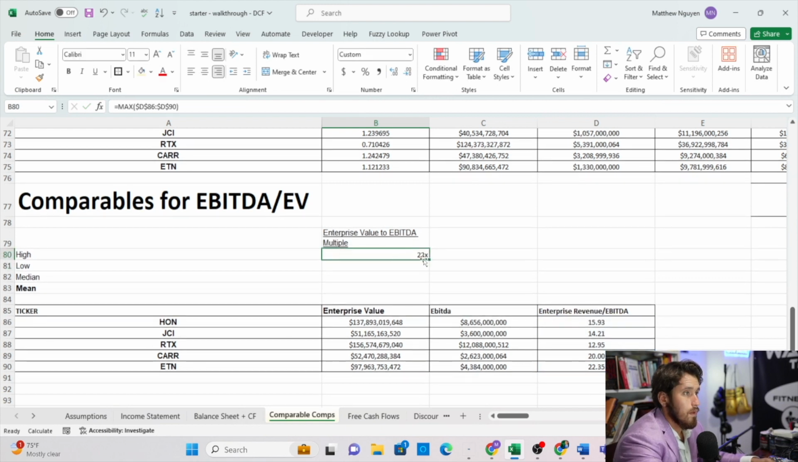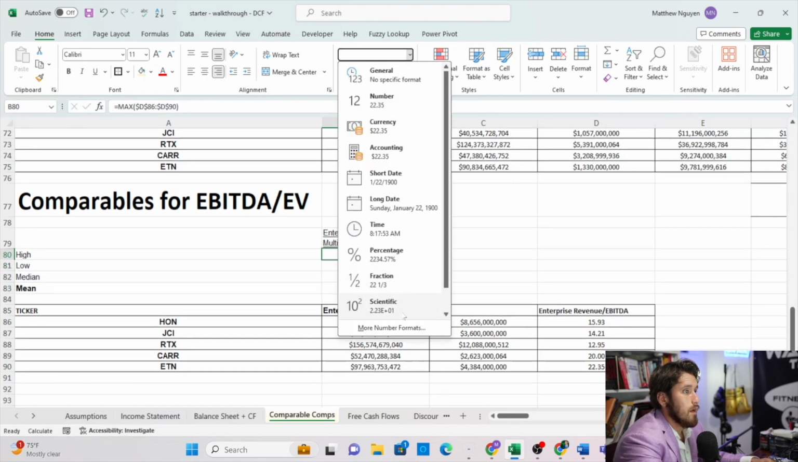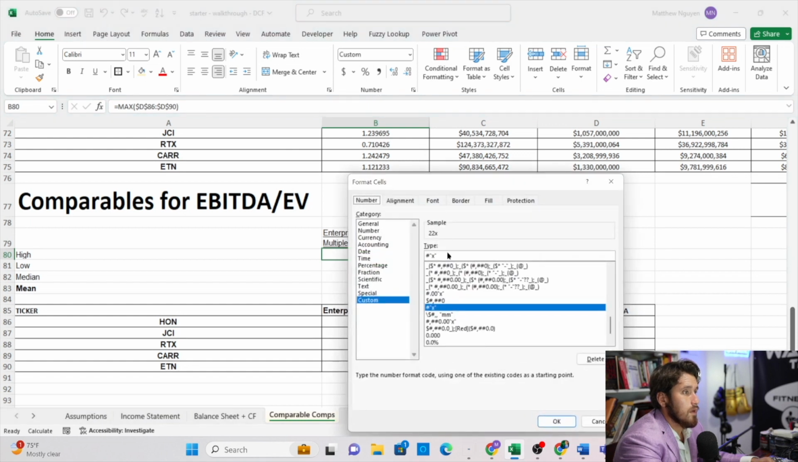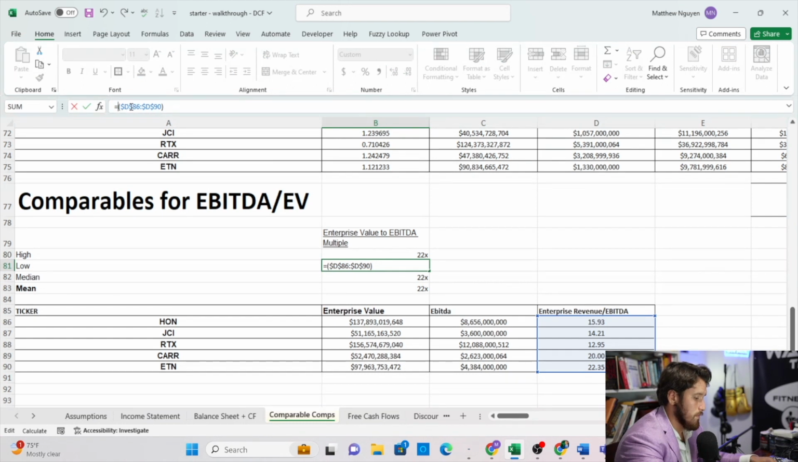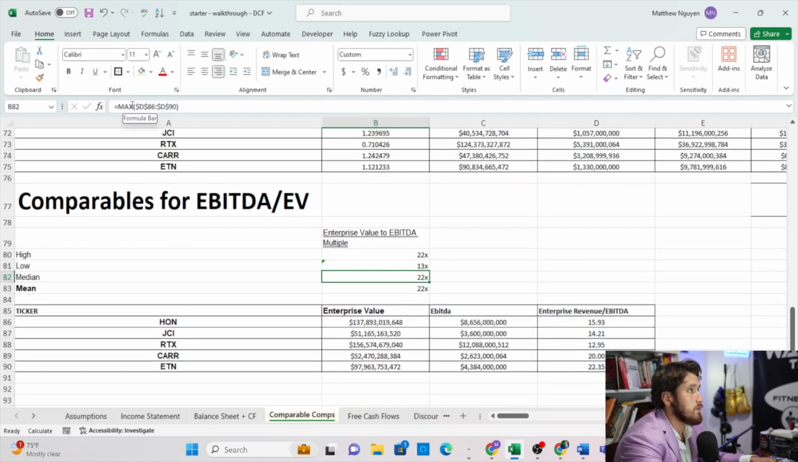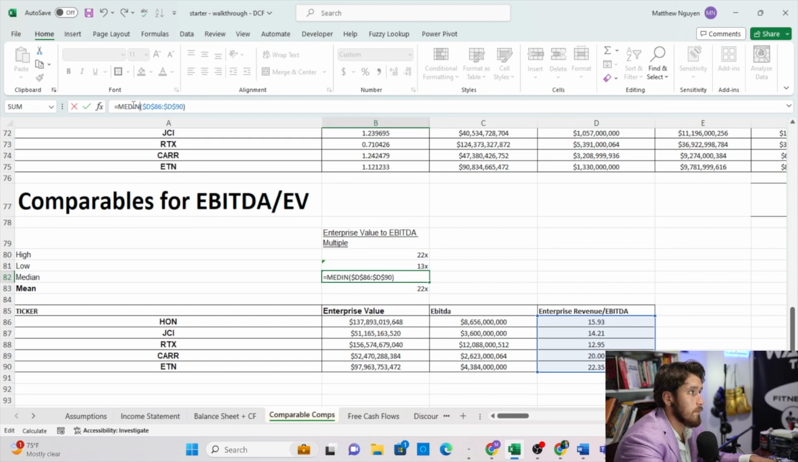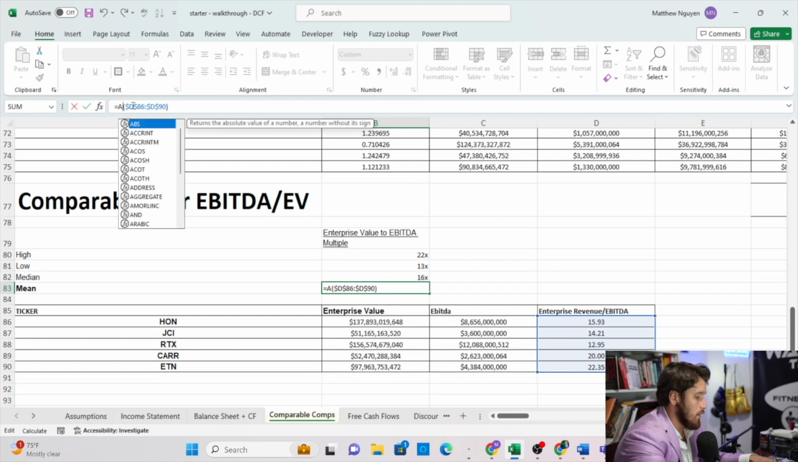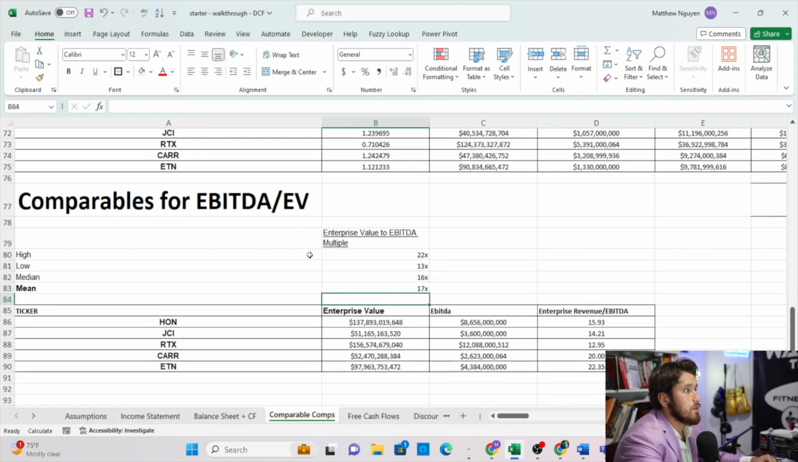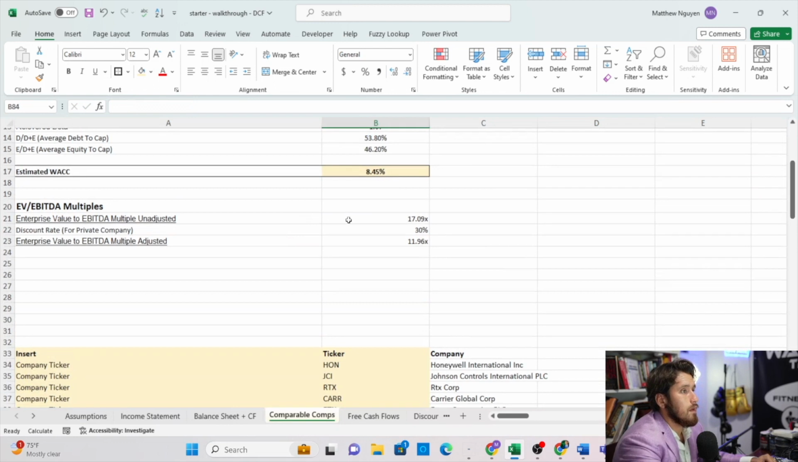Okay. And I have a number format to get that little X if you want to see how to do that. Go to more number formats and go to custom and just do number X, money sign, quotes X. So we have our multiples here. Let's do the low now. So let's do the min. Let's do the median. And let's do the average. And we're going to use the average here. So we have 17X.